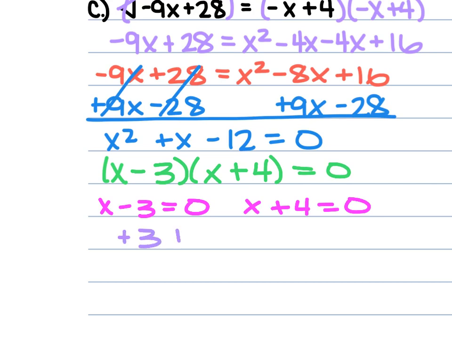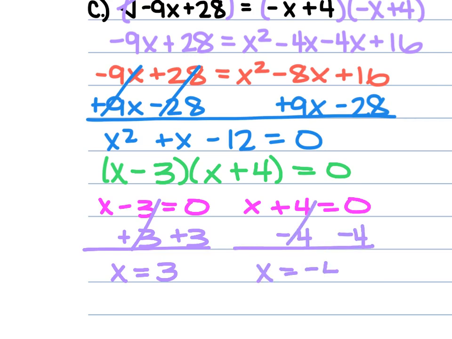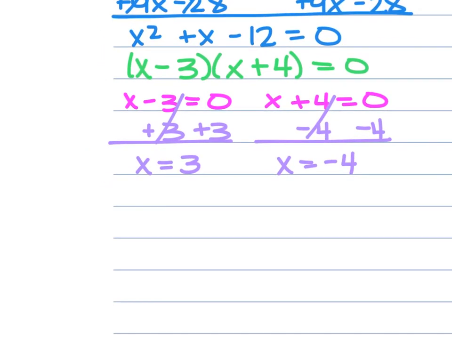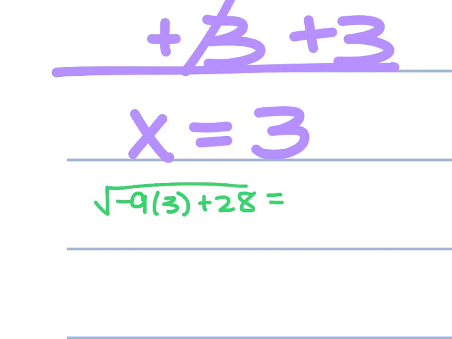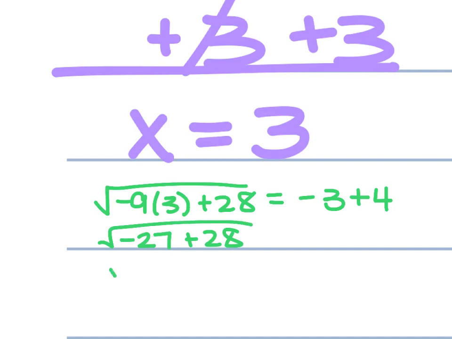Move the 3 over by adding it. We have x is equal to 3. Move the 4 over by subtracting it. We have x is equal to negative 4. So check for both of these. So we're going to have the square root of negative 9 times 3 plus 28 is equal to negative 3 plus 4. So negative 9 times 3 is negative 27 plus 28. The square root of 1 is equal to 1. The negative 3 plus 4 is 1. And 1 is equal to 1, so that x is equal to 3 is a solution.